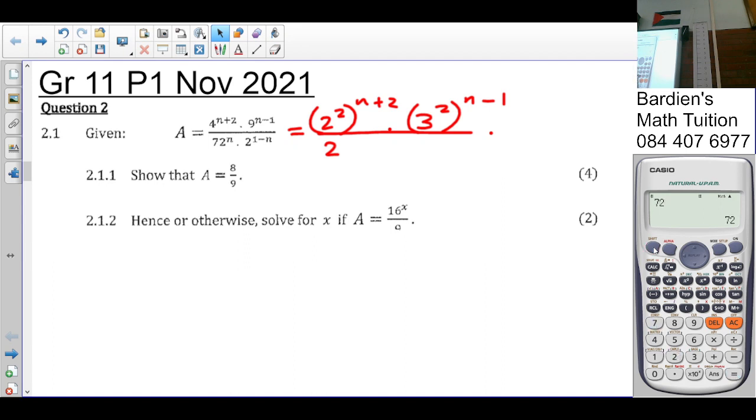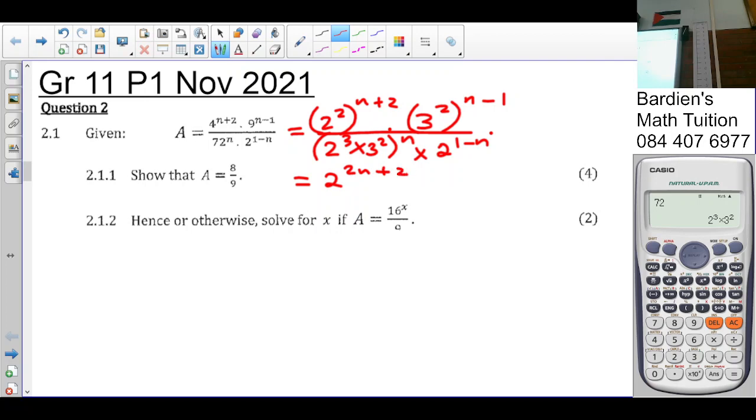72, shift, factorize. Nope, that was wrong. 2 cubed is 8 times 9. So it's 2 cubed and 3 squared raised to the n times 2 to the 1 minus n. Okay, so let's get rid of the brackets. So it's going to be 2 to the 2n plus 4 times 3 to the 2n minus 2. And this is all over 2 to the 3n times 3 to the 2n times 2 to the 1 minus n.